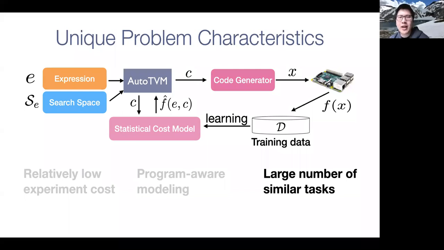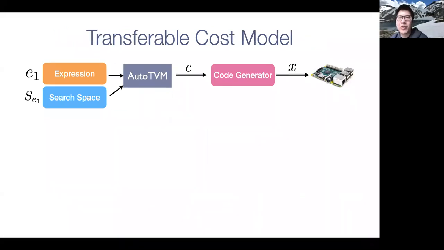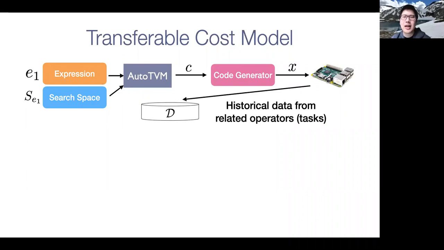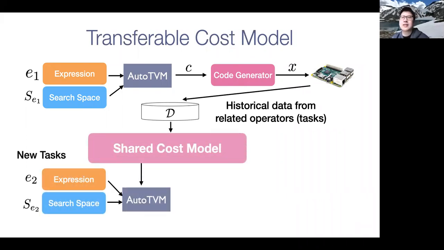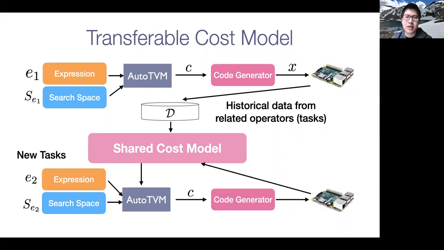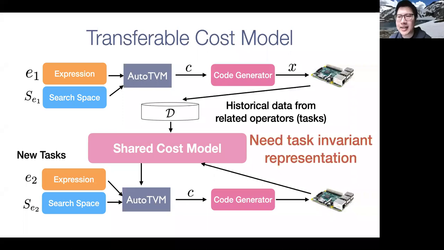One of the last interesting characteristics of our problem is that we have a large quantity of similar tasks. That becomes particularly interesting when we start to look at end-to-end learning tasks. In particular, imagine that we have already collected data for the first 10 layers of ResNet, and we want to start to optimize the 11th one. What we really hope to do is make use of that historical data to build a shared cost model that we can directly use to optimize the new task. In order to do that, it's really important to build a task invariant representation, and that's why the tree-based model and neural-based model really help us in this case.